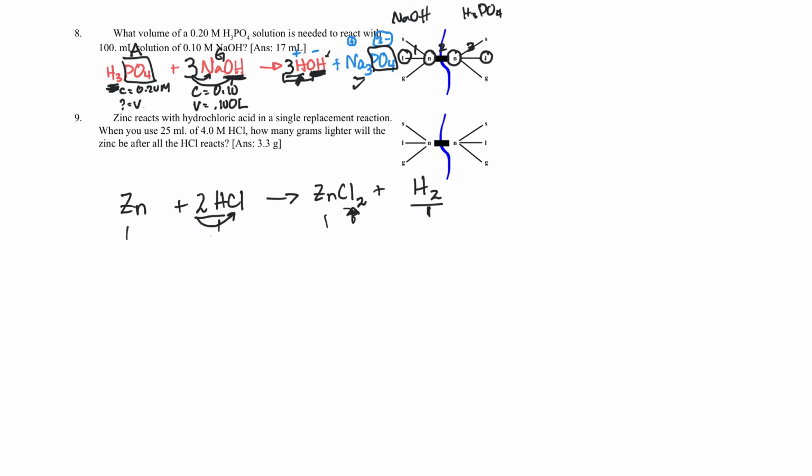Okay, perfect. All right, let us do one last question. Oh, and the stoich for this one too. They say 25 mL of hydrochloric acid. So this would be 0.025 liters and 4.0 molar, or moles per liter.